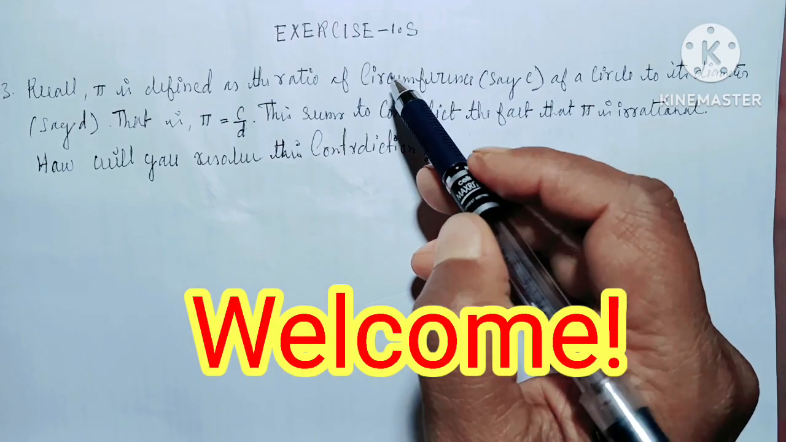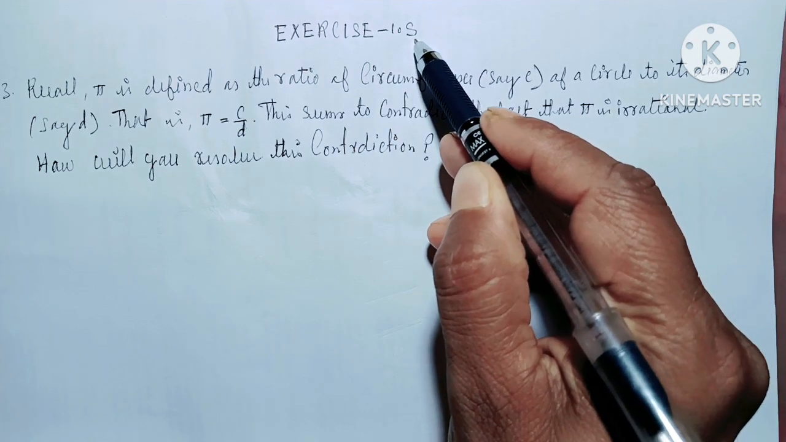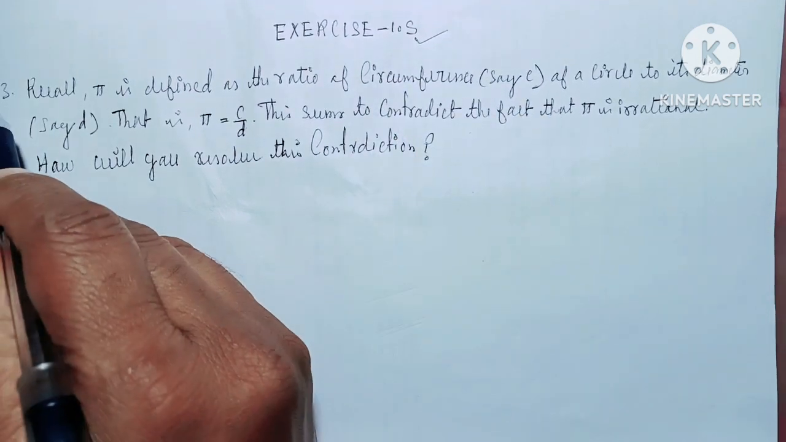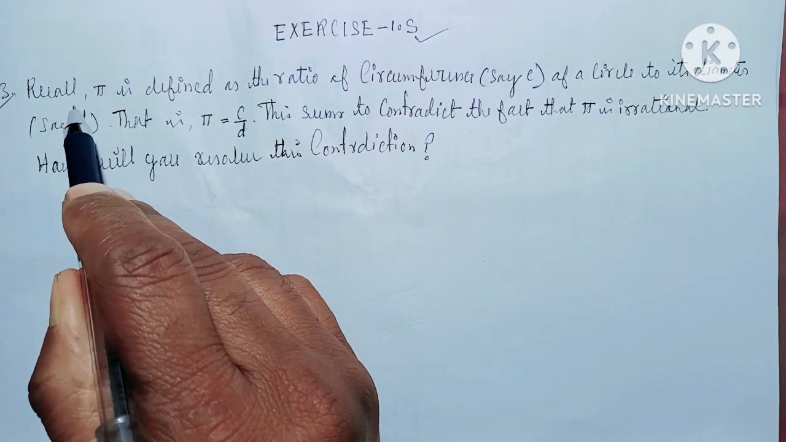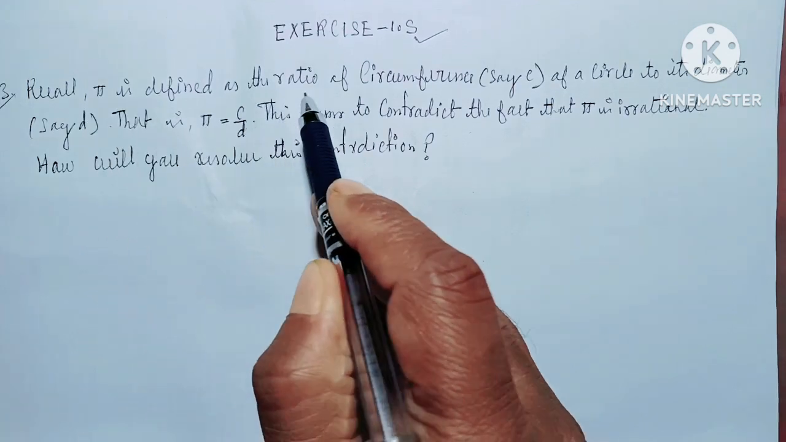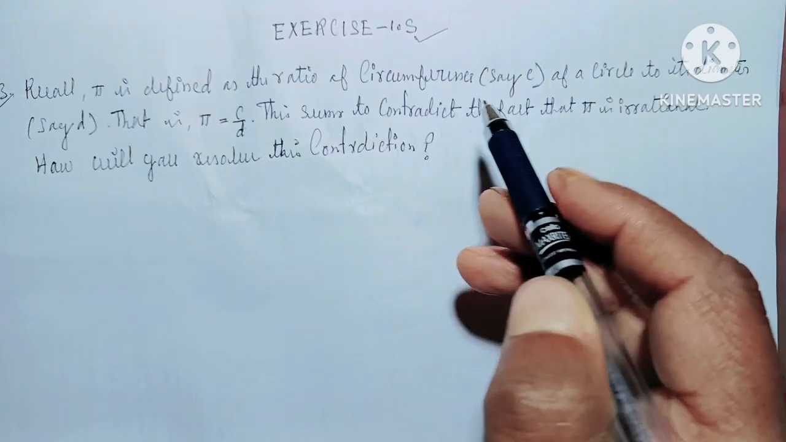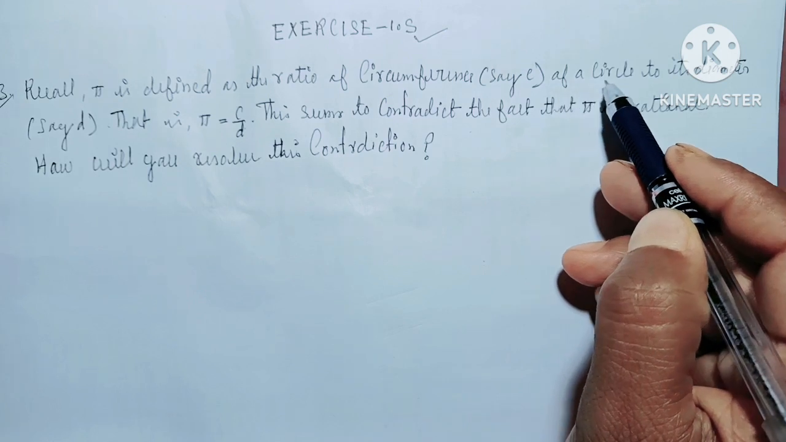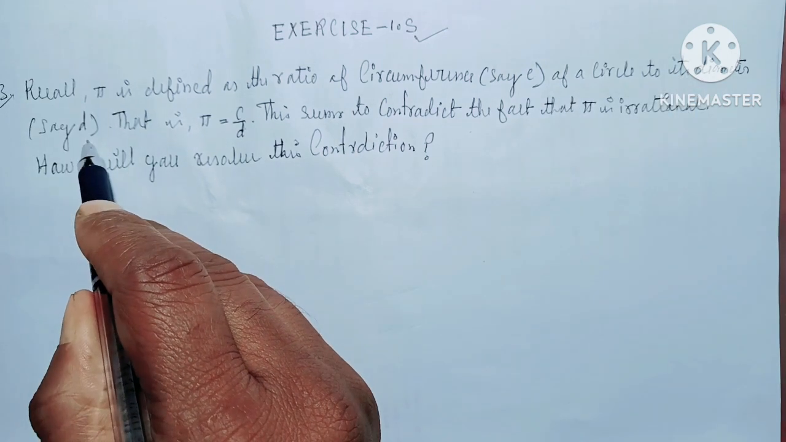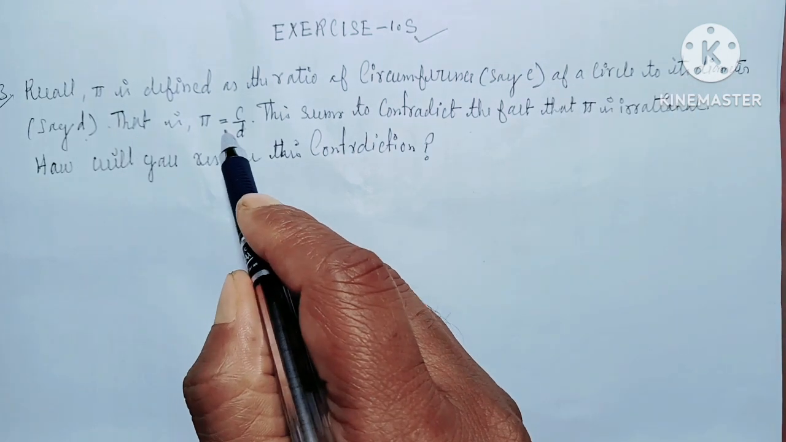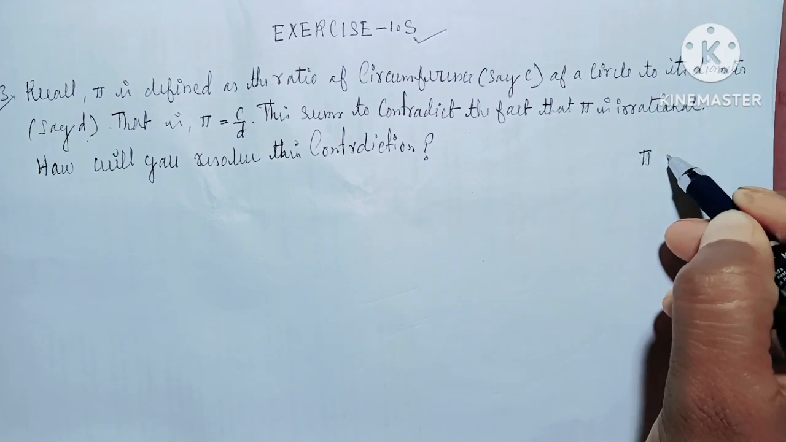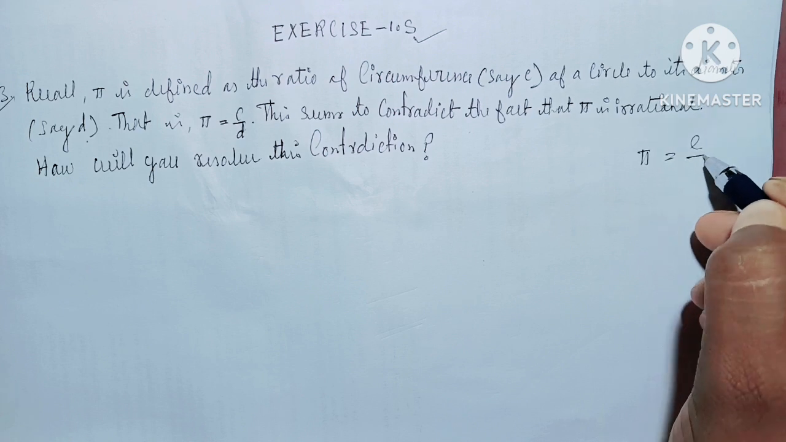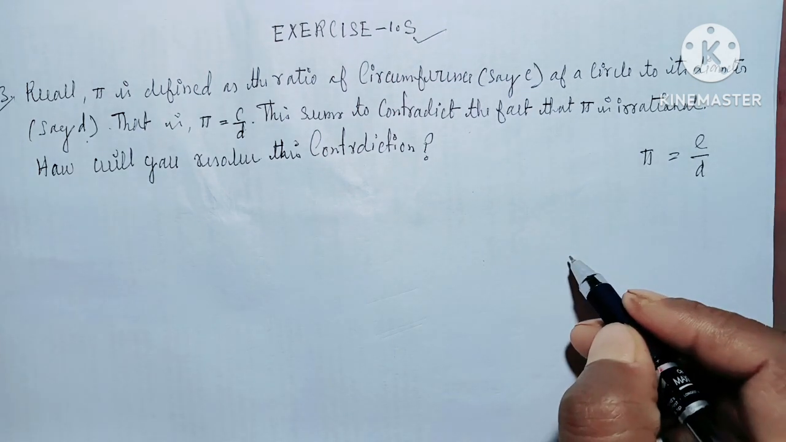In this video of your textbook, exercise 1.5 and question number 3 will be discussed. Let's see the question. Recall pi is defined as the ratio of circumference c of a circle to its diameter d, that is pi is equal to c by d. Means pi is defined as the ratio of circumference and diameter of a circle.